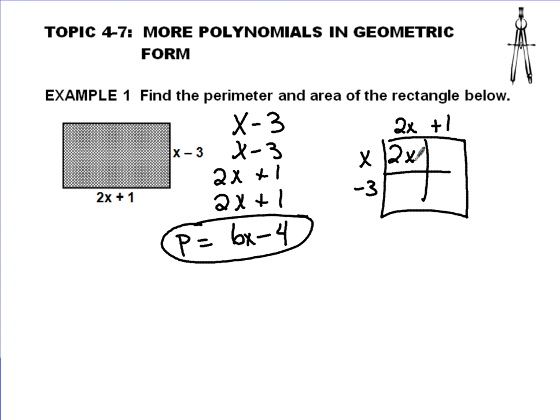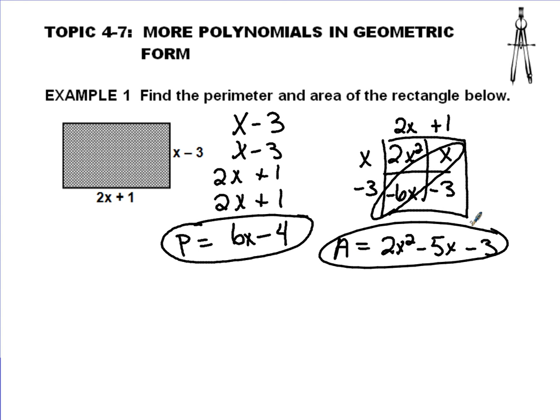When I multiply them together, I get 2x squared, negative 6x, positive x, and a negative 3. As I take them out, I get 2x squared. This combines to make a negative 5x minus 3, and that is my area. Okay, let's look at example 2.